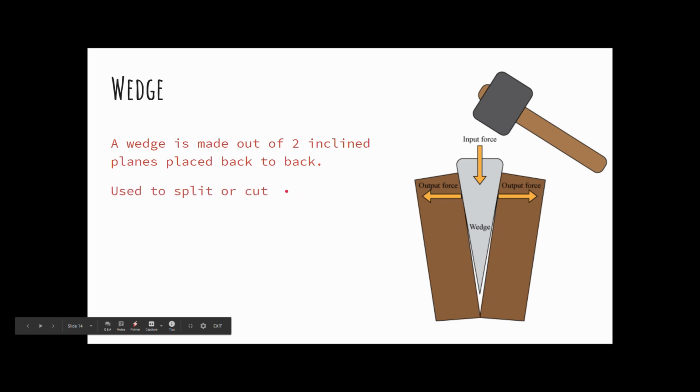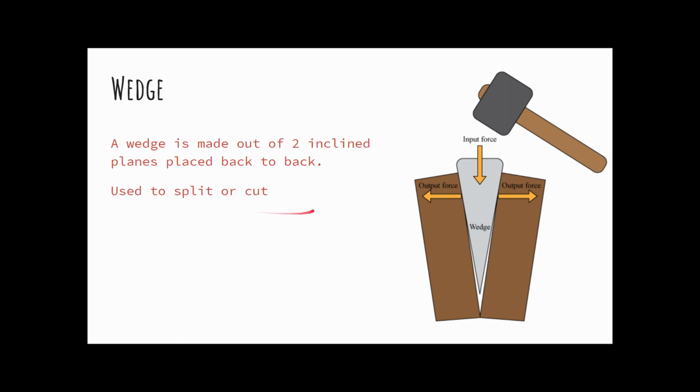And what the wedge does is it splits, or it cuts things apart. You can see how it changes the direction of the force here. So you can press down on it and the wedge presses outwards. Now anything that does this job, anything that is splitting or cutting, is a form of a wedge.